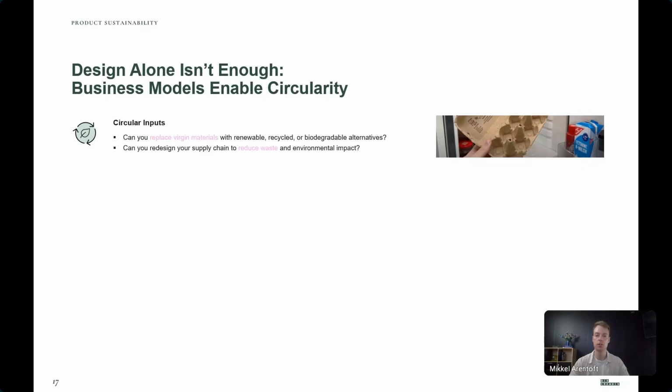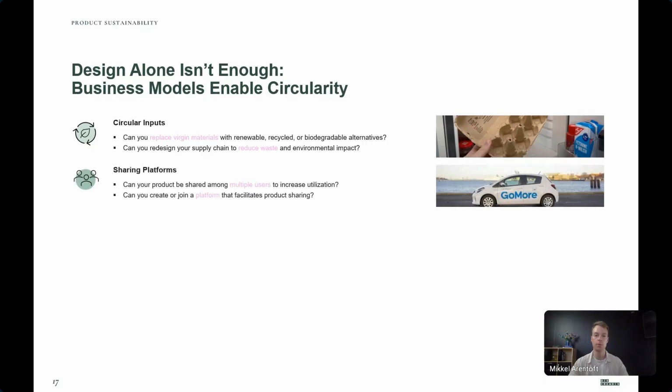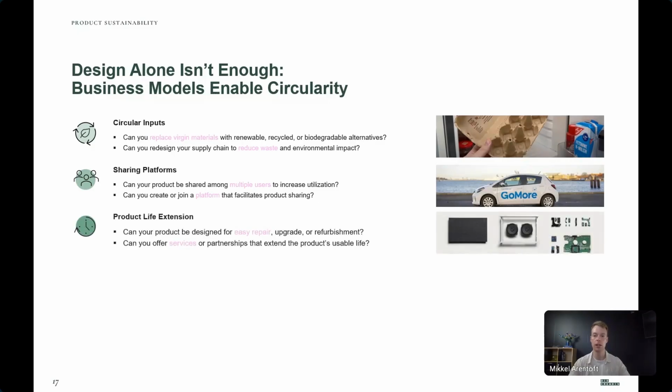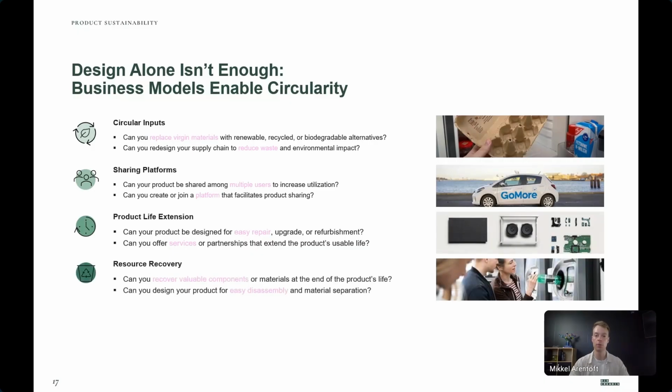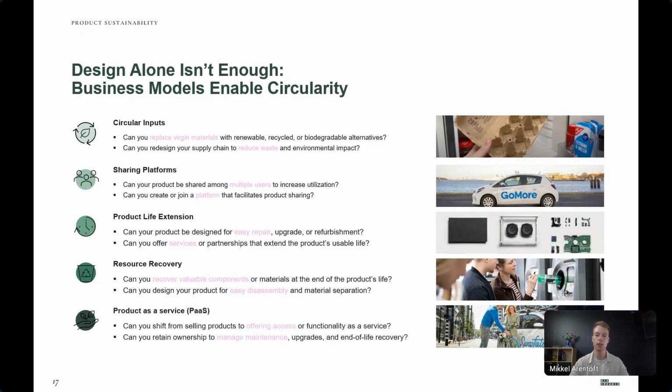Can you replace virgin materials in a product? The packaging for eggs is often made from recycled paper, for example. Can your product be shared amongst multiple users? We see a lot of car sharing platforms where the platform facilitates sharing. Can you enable repair of your product and sell repair services? In this example, the speaker manufacturer Bang & Olufsen is facilitating repair of their speakers. Can you recover valuable components? In Denmark, we are recovering bottles and cans to be recycled. Or can you shift to offering access to your product by selling the service, for example, leasing of bikes on a subscription? How you design your product for sustainability must be aligned with the business model of your company.